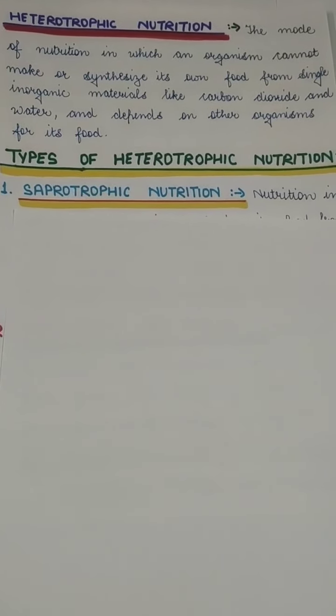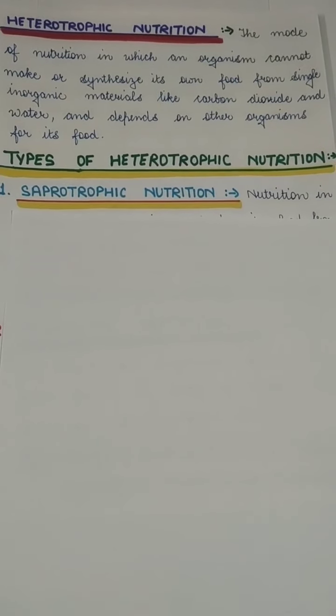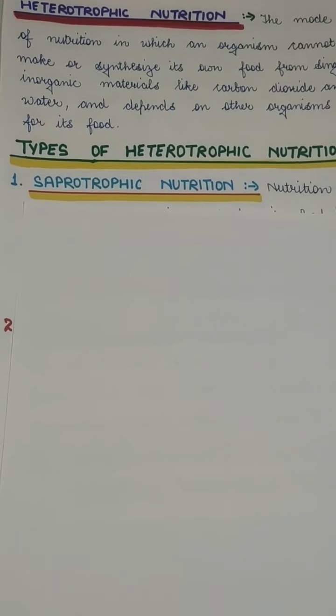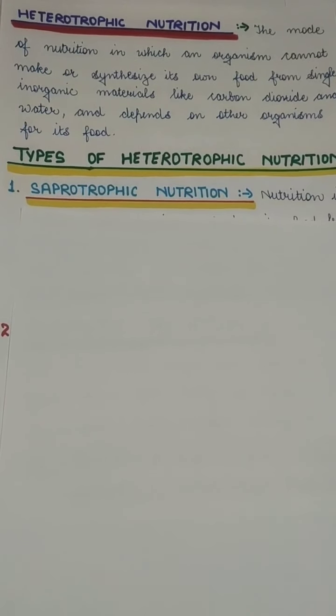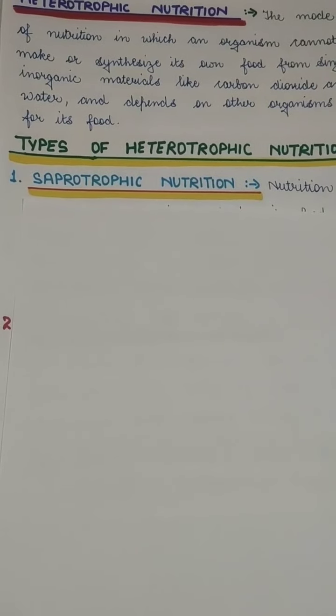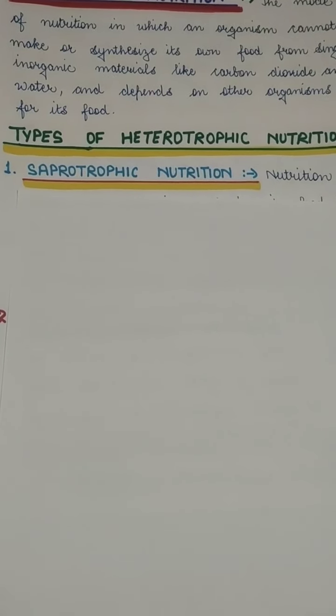Saprotrophic nutrition is a type of nutrition in which the organisms feed upon dead organic matter, or they feed on the plants or animals which are already dead. Since these organisms cannot engulf their food, they take the nutrition directly from those organisms and feed on them. Examples are fungi, yeast and bread molds.